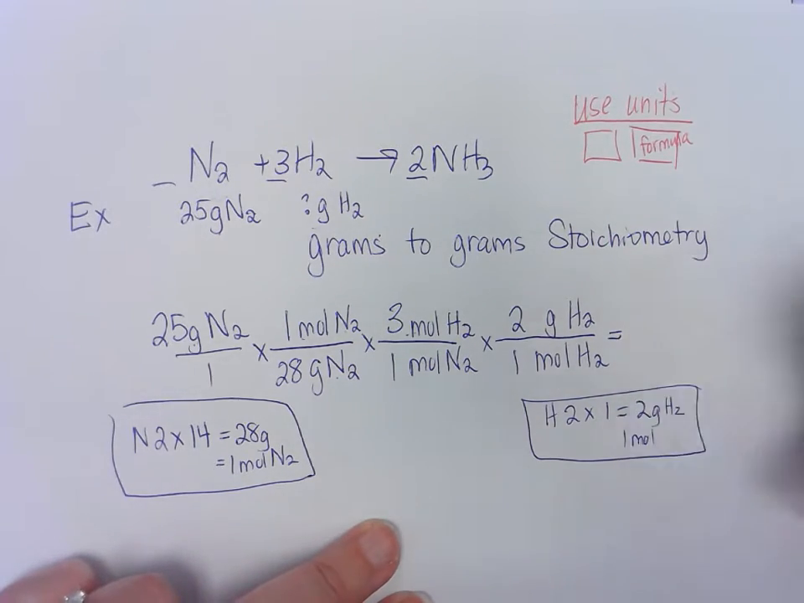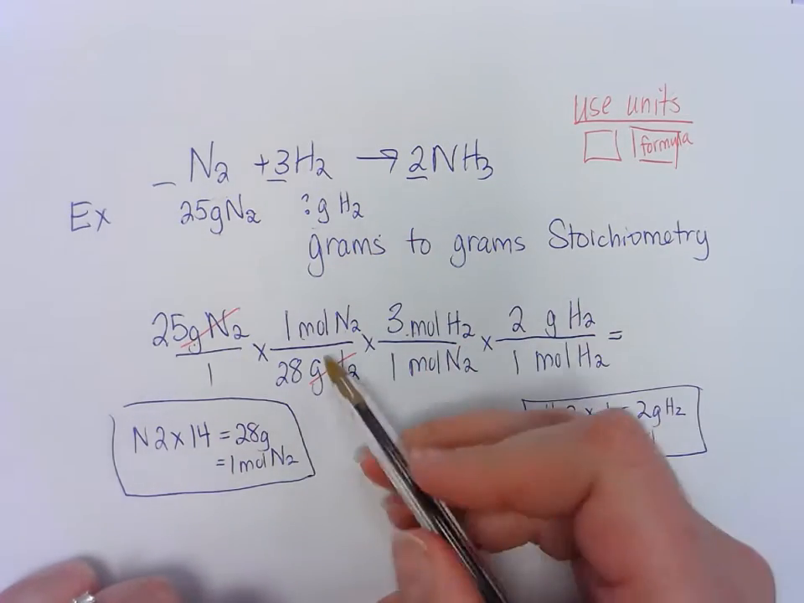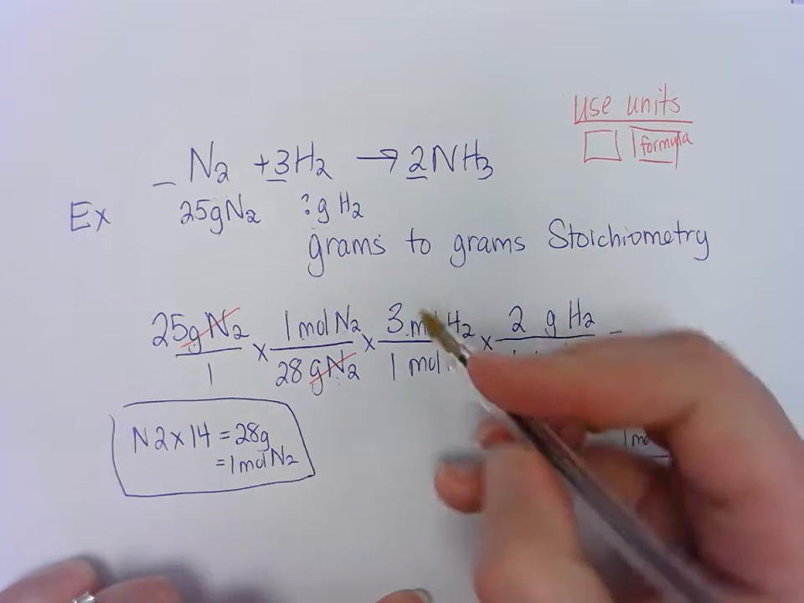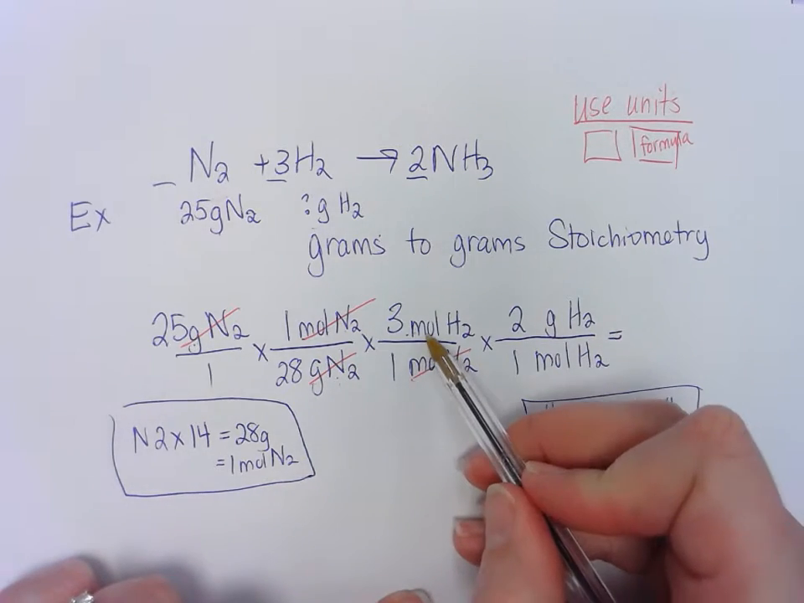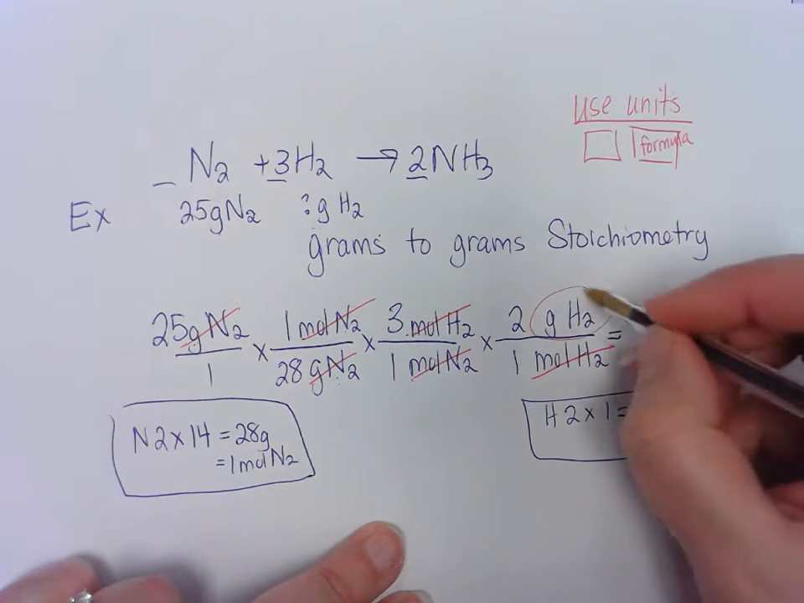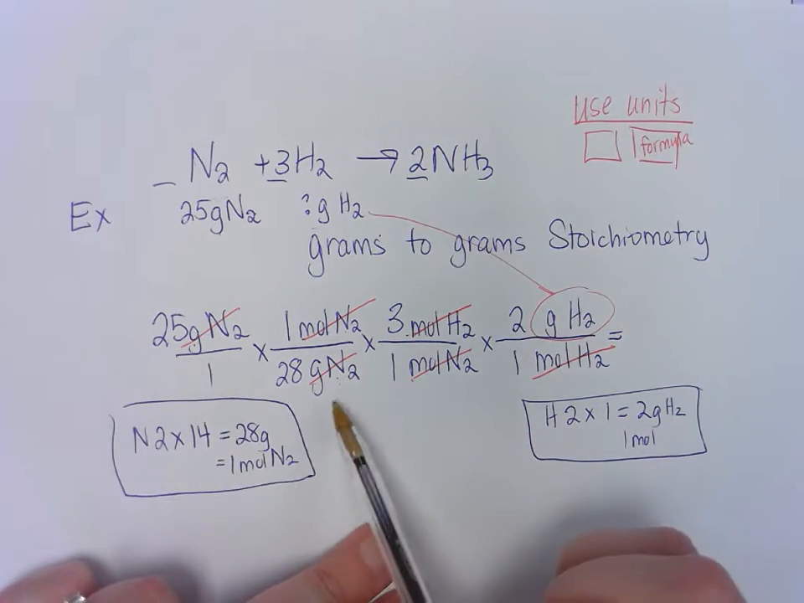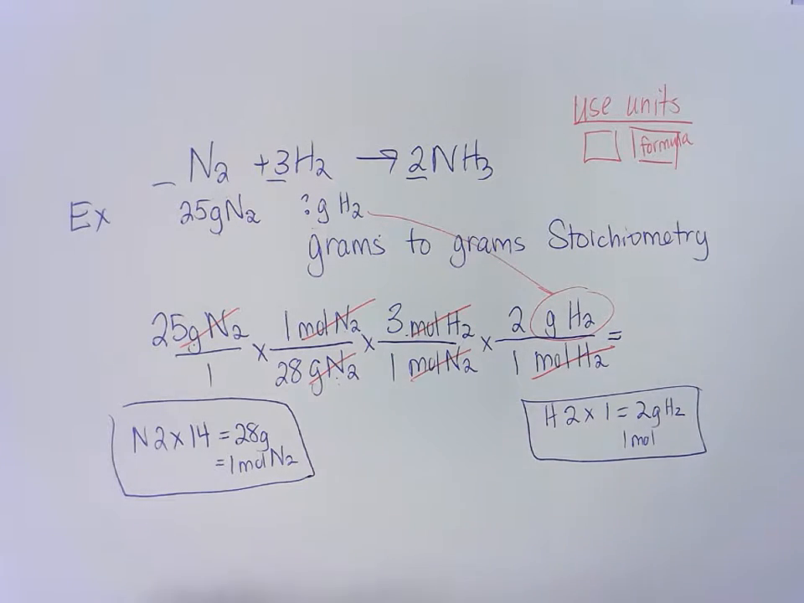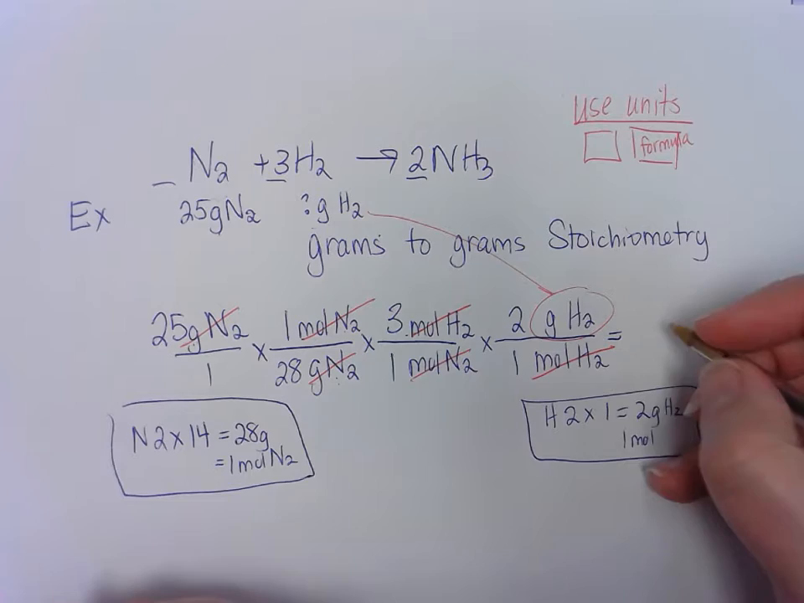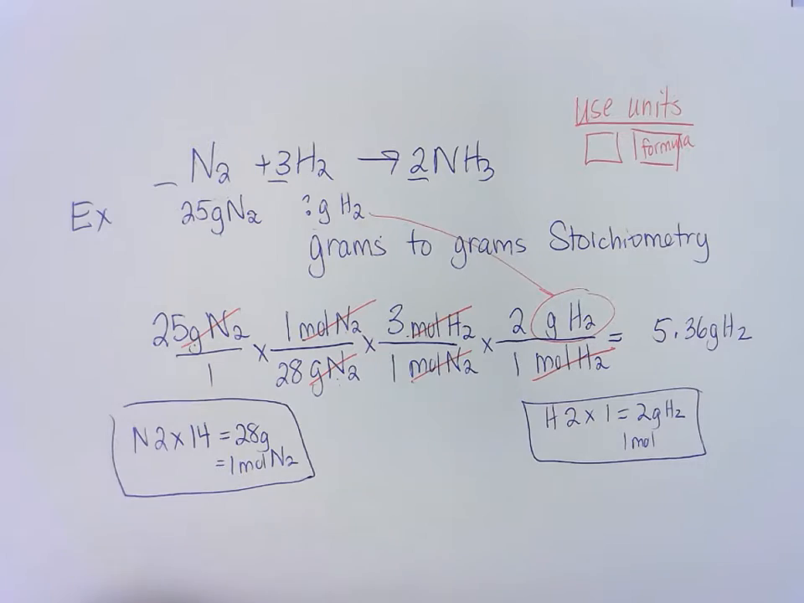All right. Let's go back and check our units. We have grams of N2 on the top and grams of N2 on the bottom, so I'm canceling them. I have moles of N2 on the top and moles of N2 on the bottom, so they cancel. I have moles of H2 on the top and moles of H2 on the bottom, and they cancel. And I'm left with grams of H2, which is what I wanted to solve for. So in this problem, I'm going to take 25 divided by 28 times 3 divided by 2. So let me go ahead and calculate that. 25 divided by 28 times 3 divided by 2, and I get an answer of 5.36 grams of H2.